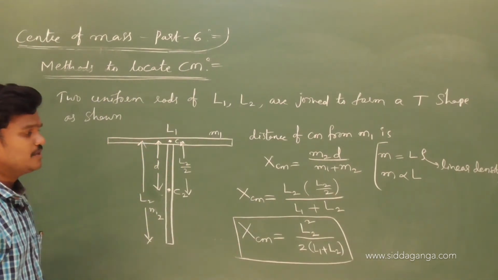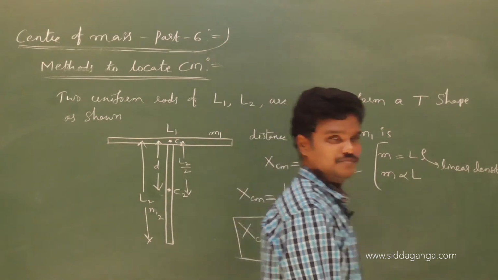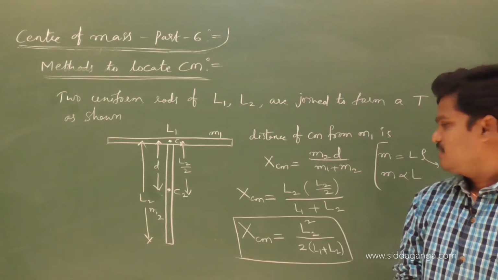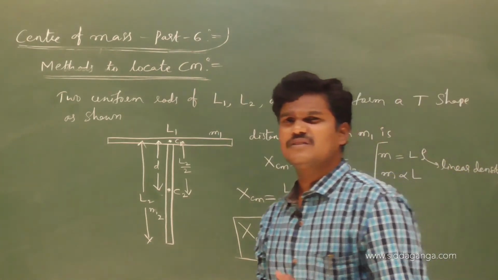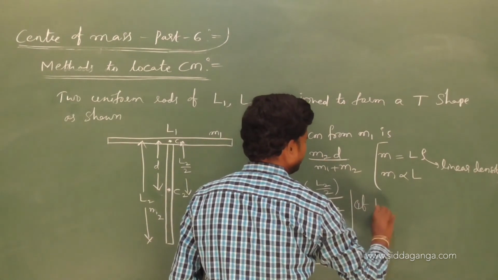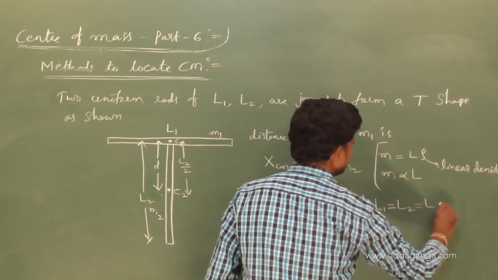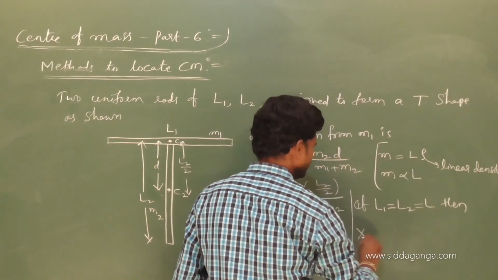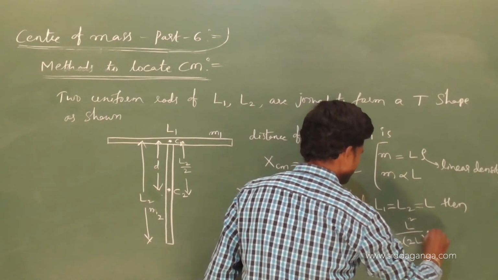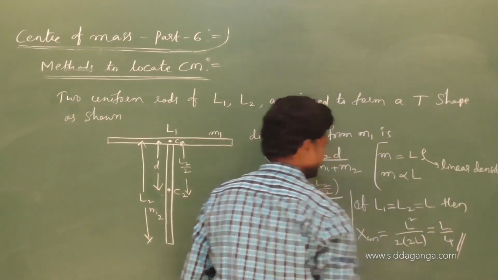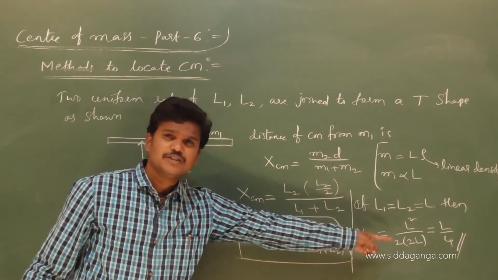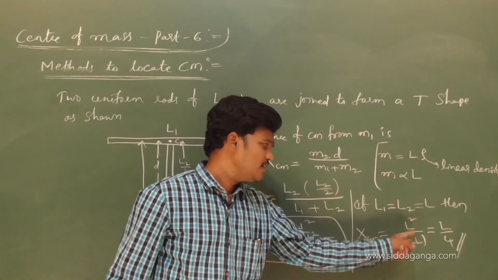L2 square by 2 into L1 plus L2. So this is the distance of center of mass from L1. If the rods have the same length, suppose L1 equals L2 equals L, then the distance of center of mass from the first rod is L square by 2 into 2L. See, L square by 2 into L plus L. L plus L is 2L. 2 into 2L is 4L. L cancels, L by 4.